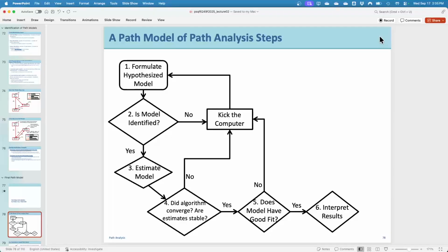All right, here's how it works. The process. You formulate a hypothesized model. That's why you start the study in the first place, right? You check to see if the model's identified. If it's not, you can kick your computer, but really that's on you. The computer didn't do that, right? So if it's identified, you collect your data and you estimate your model. Hooray! Did the algorithm converge?